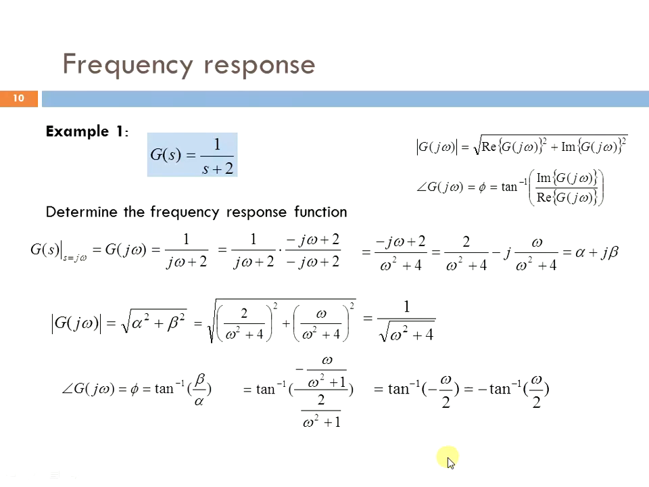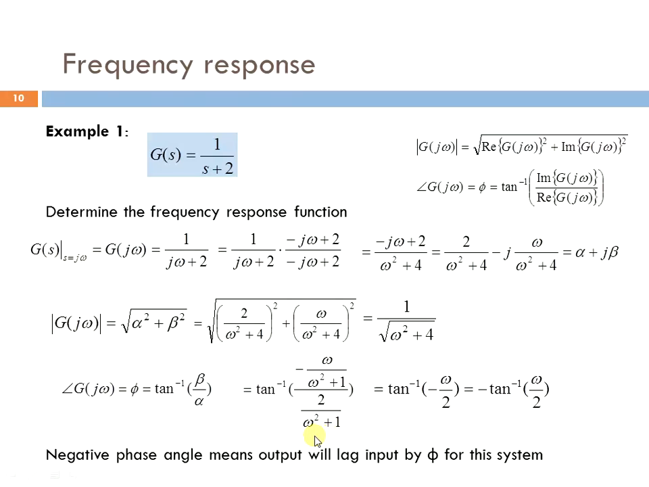It is important here to note that signs of the real and imaginary components should be taken into account when we are looking at the phase response of the system. So in this case, the imaginary component is negative and the real component is positive, and this leads to a situation where the output lags behind the input.